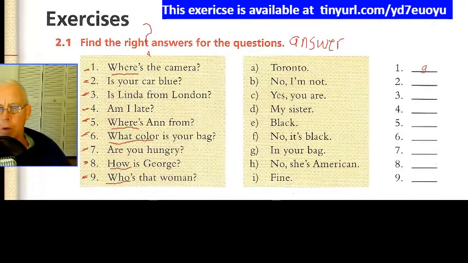So the answers are: Toronto, no I'm not, yes you are, my sister, black, no it's black, in your bag, no she's American, and fine. So the first one's done for us. Where's the camera? Answer, in your bag. Okay, so I'll cross that out. It makes it a little easier.